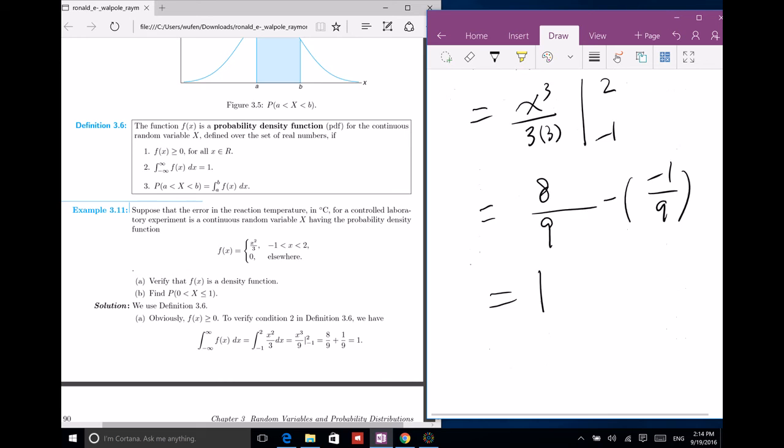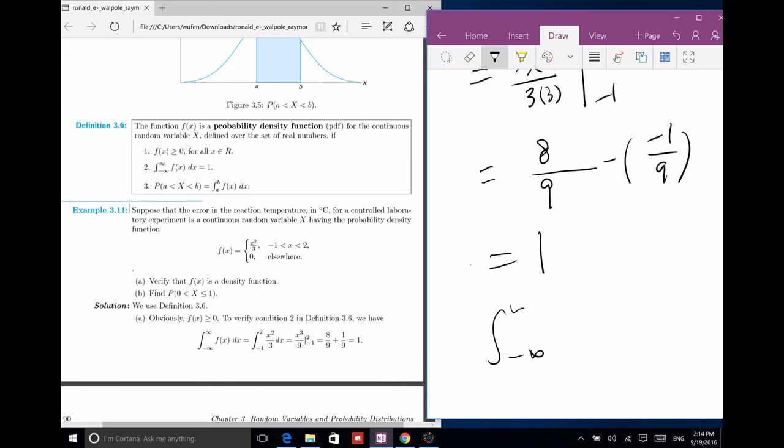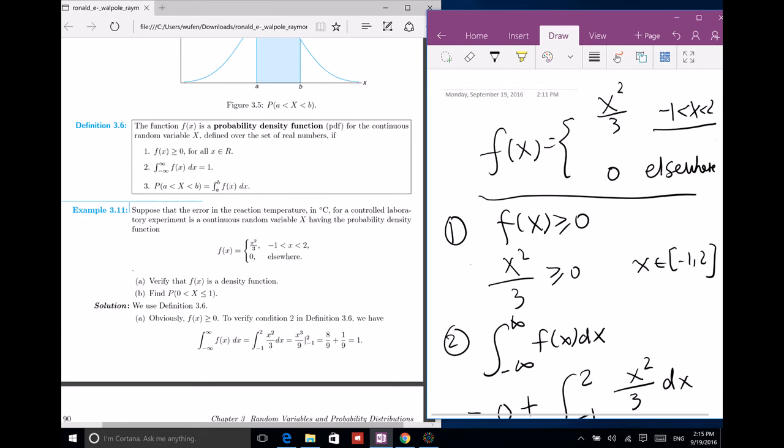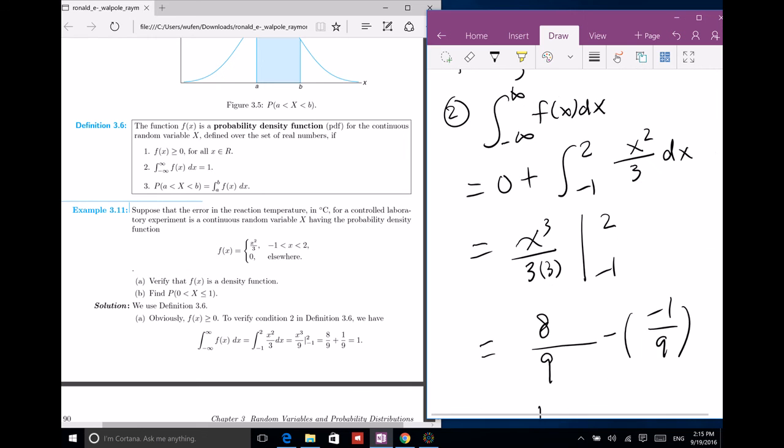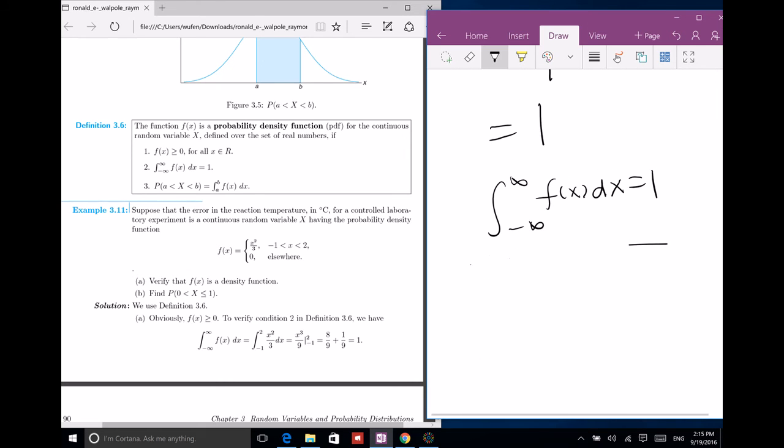We also proved that from negative infinity to infinity, this density function equals 1. And we showed that first, this function is positive: f(x) is always bigger than or equal to 0. Second, from negative infinity to positive infinity, this function equals 1. Take the integral equals 1, which means all the possibilities together equal 1.